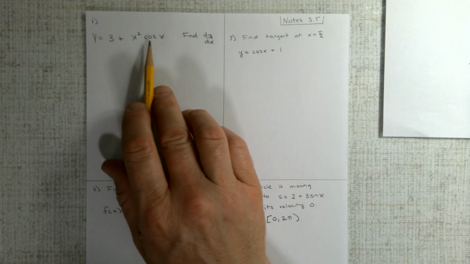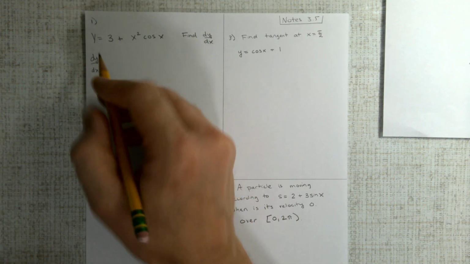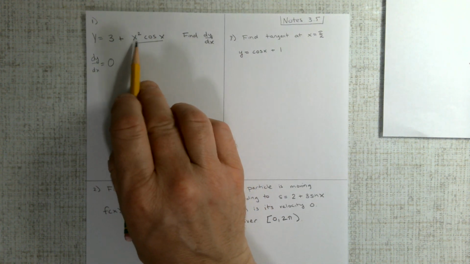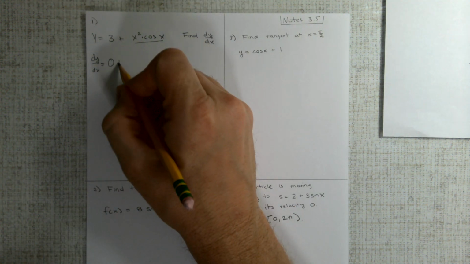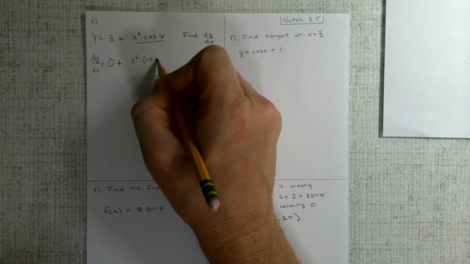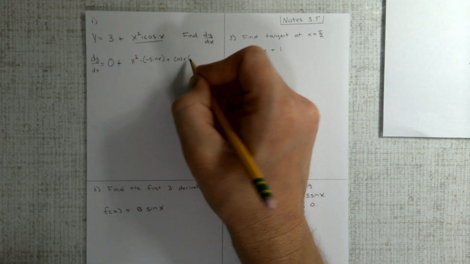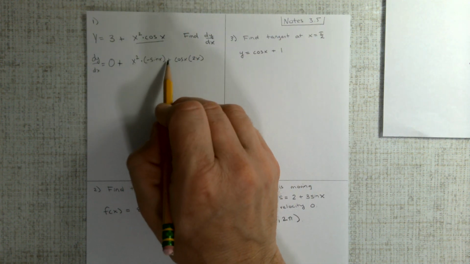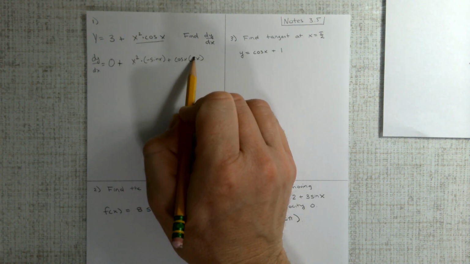Alright, number 1, we have this equation, we have to find the derivative. So if we find the derivative, well, we know the derivative of 3 is 0, plus this, and this is a product, so we have to use the product rule, and the product rule is left d right, and the derivative of cosine is negative sine x, plus the right one, which is cosine x, times the derivative of the left one. So we have left d right plus right d left.